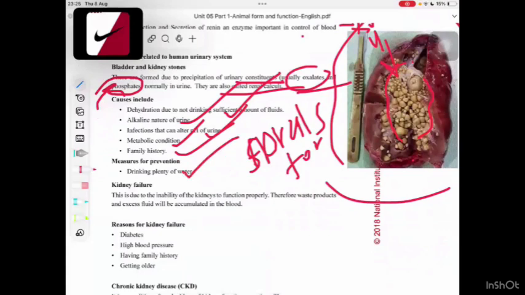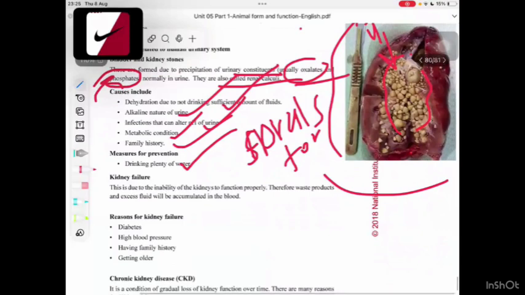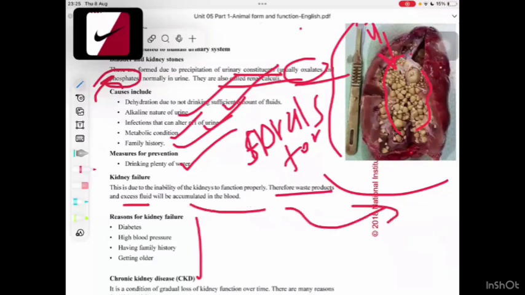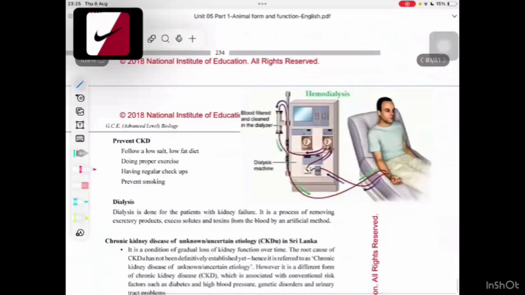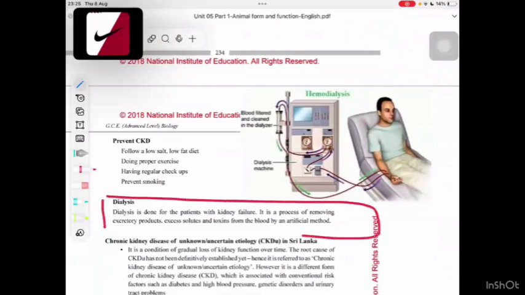Kidney failure, this is due to the inability of the kidneys to function properly. Now, when the kidneys cannot function properly, due to some reasons, that is called kidney failure. So actually, in that case, waste products and excess fluid cannot be removed from the blood. In that case, they will get accumulated in the blood. And if they get accumulated, what happens is the person would die. So we have to come up with a solution, and that is called dialysis. Dialysis is done for patients with kidney failure.